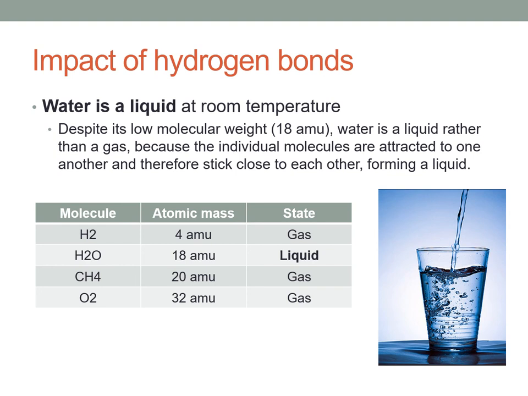Normally, a molecule that is so small, like water, should be a gas. It should be light, and it should just be dispersed out in the atmosphere, right? So if you look at these other molecules, hydrogen gas, methane gas, oxygen gas, they're gases because they're tiny. But water, even though it's tiny, because they all like to clump together, it's a liquid at room temperature. That's unusual. That's special.